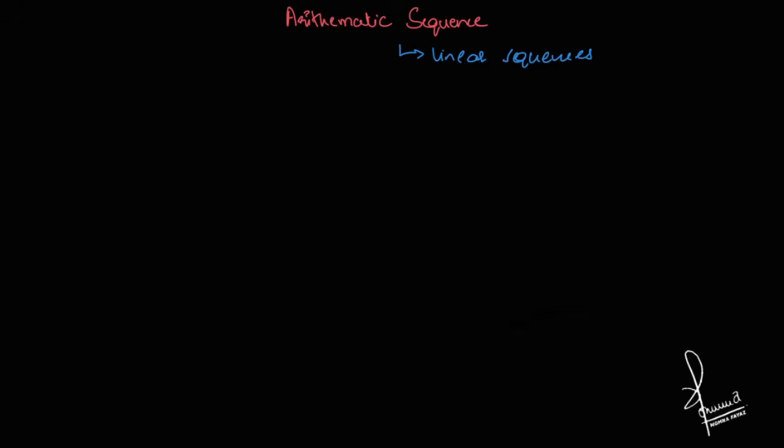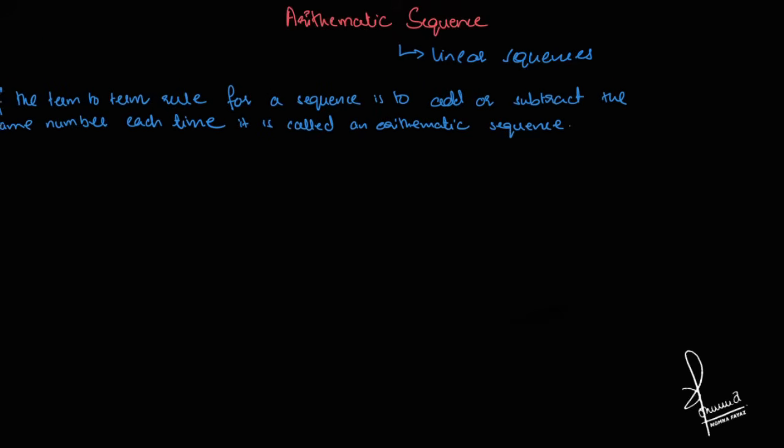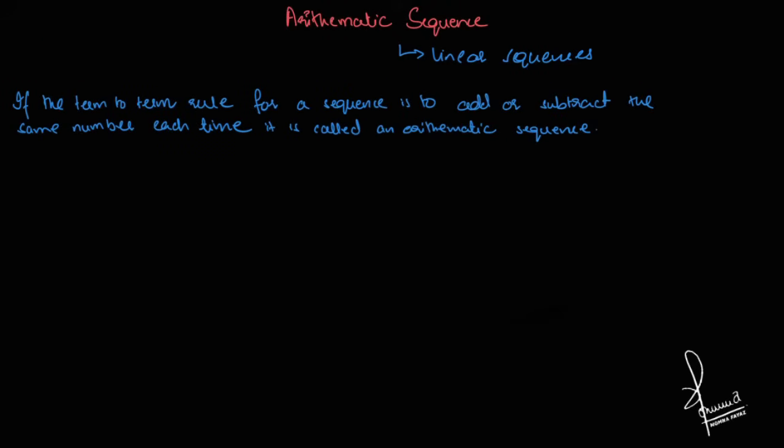ठीक है, सबसे पहले arithmetic या linear sequences होते क्या हैं? They are basically sequences which have a constant difference between their terms. What do I mean by that? It is a sequence in which the term to term rule is to add or subtract the same number each time. अगर आपका term to term rule ये है तो the sequence is an arithmetic sequence.